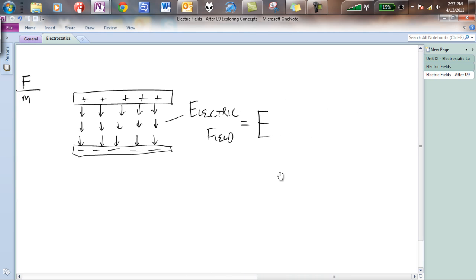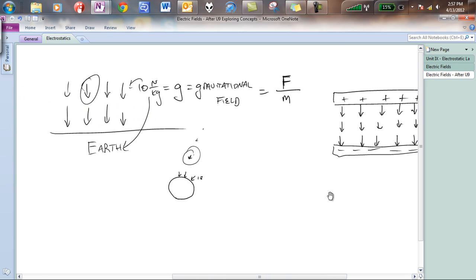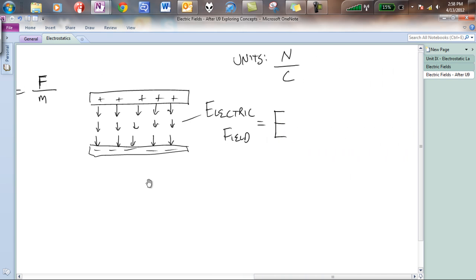And as we learned, the units for this are going to be newtons per coulomb. The way that I think about this is very similar to gravitation. A newton per kilogram tells us how many newtons an object would feel if it were 1 kilogram. So if we go over to this electric field, this is telling us how many newtons per coulomb. If you have 1 coulomb of charge, that charge will feel that many newtons there.